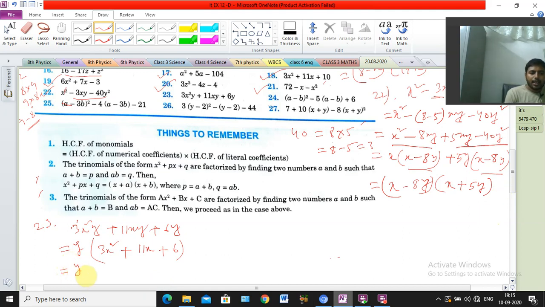Clear or not? Now the same process we have to follow. I am giving a second bracket, because see here the x square coefficient is 3, so 3 into 6 is 18. Clear or not? 18. But we need 11. So can we do it directly? Yes. 9 into 2 is 18, and we need 11, so we can write 9 plus 2. Clear or not? Clear.